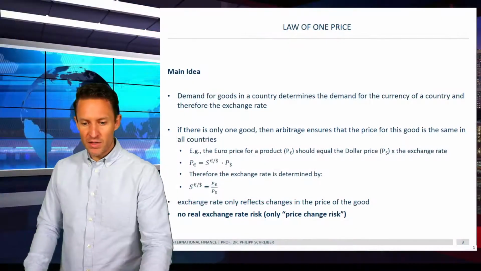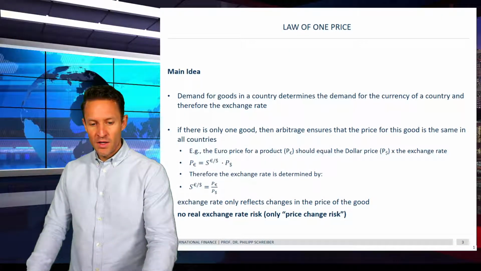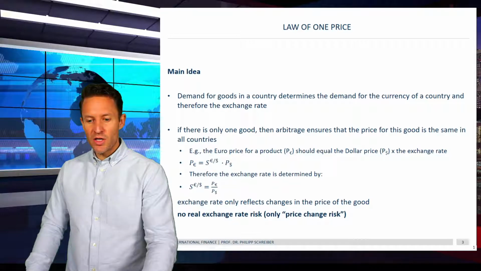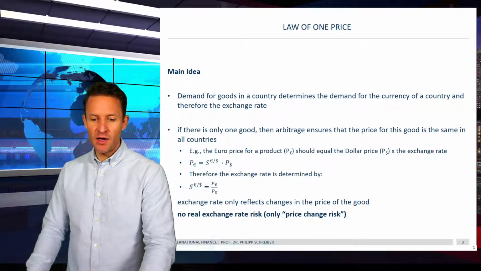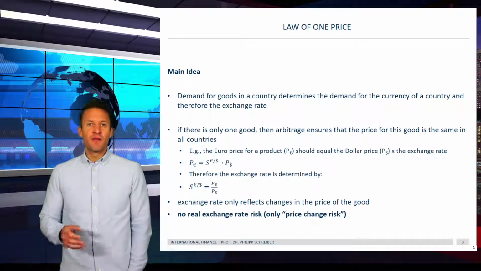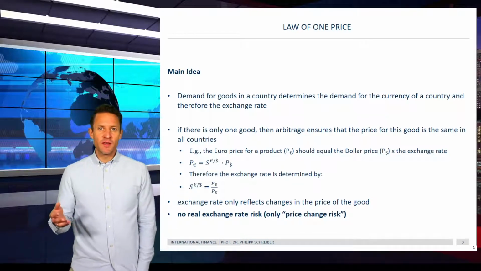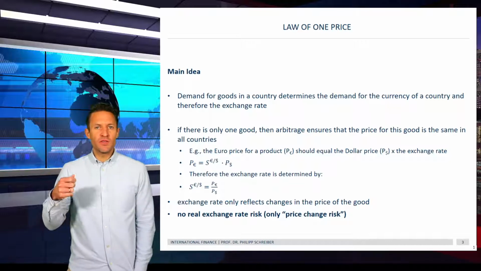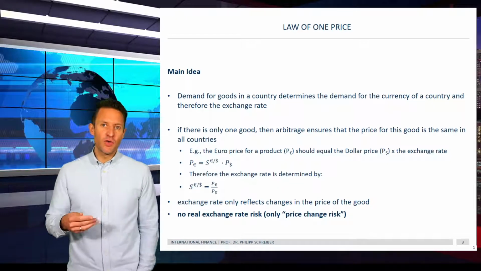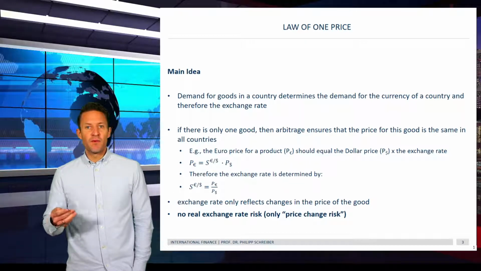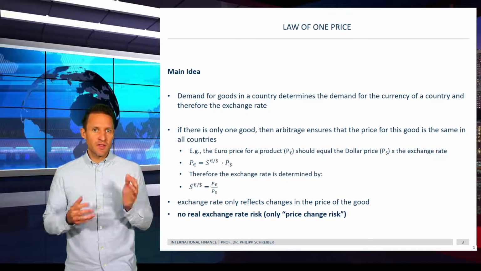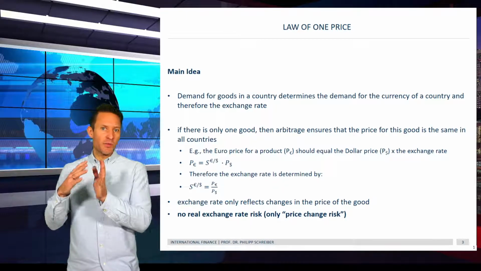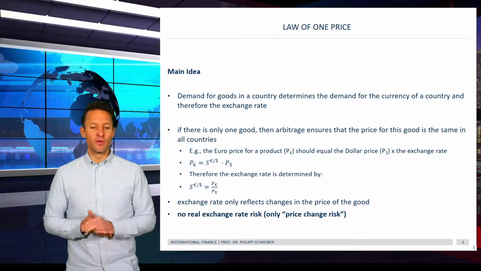Now let's get back to our slide and check out how the law of one price works and what the implications are. Basically, the implication is that there is no real exchange rate risk. Exchange rates only fluctuate if prices for goods fluctuate, if the demand for a specific good changes. So there is no exchange risk that is independent from the price risk of a certain good.